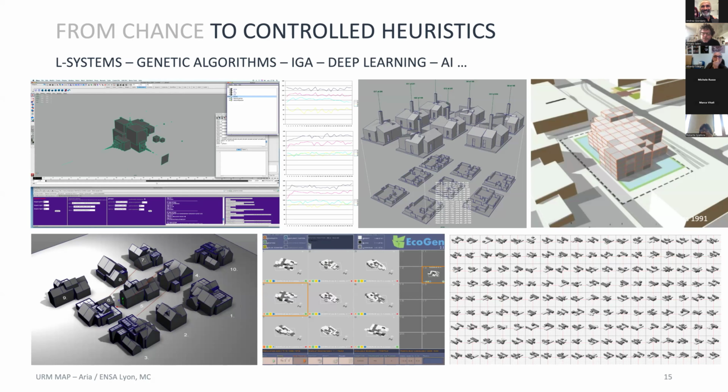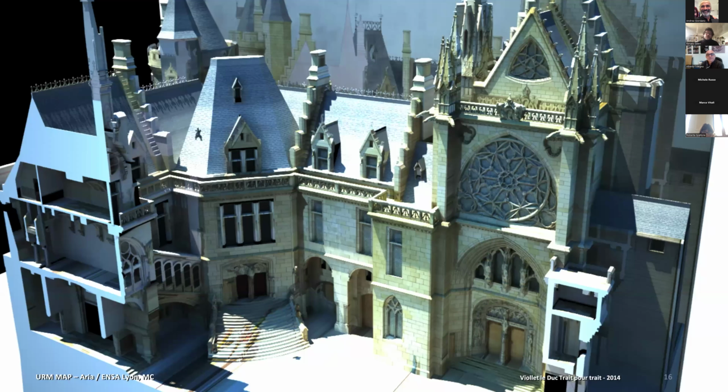So all these heuristics are meant to accompany the creative process in architecture and urban design, and certainly not to replace it, because we consider that the human is a central character in this process. This is where the TIBER project starts.